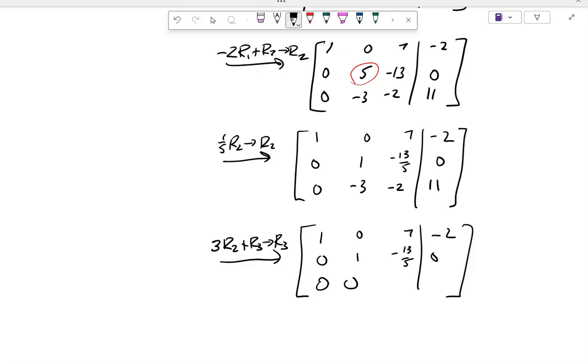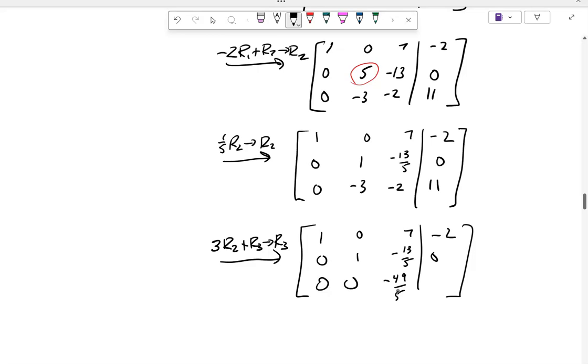So I have 0, 0. Now I got fractions. 3 times negative 13 over 5 is negative 39 over 5 minus 10 over 5. That's what negative 2 would be. So I'd have a negative 49 over 5. That's what calculators are for, right?